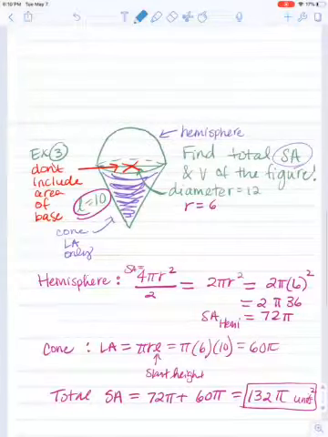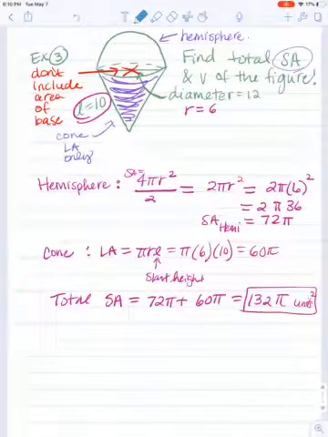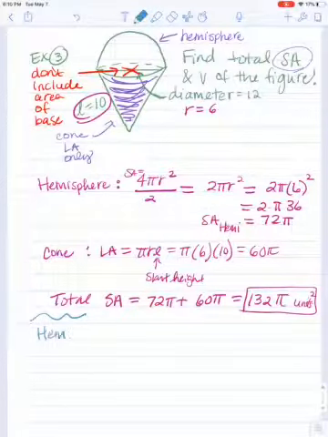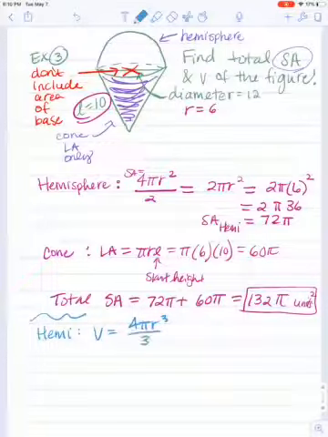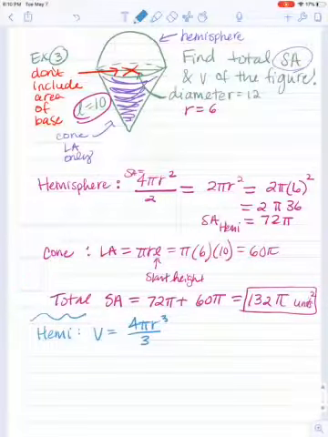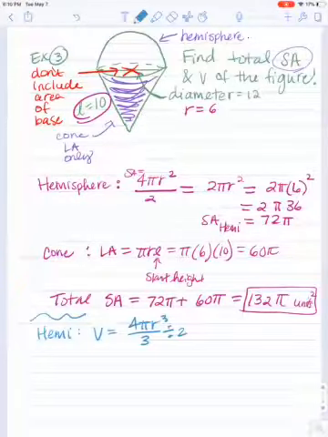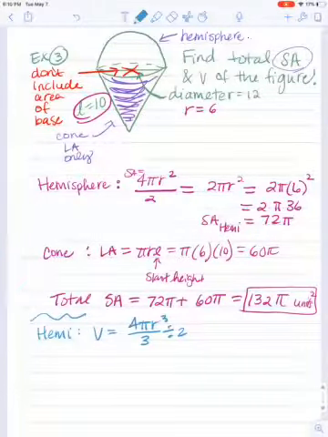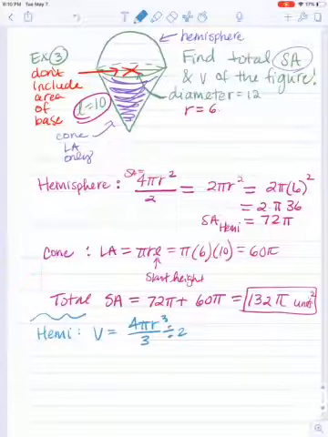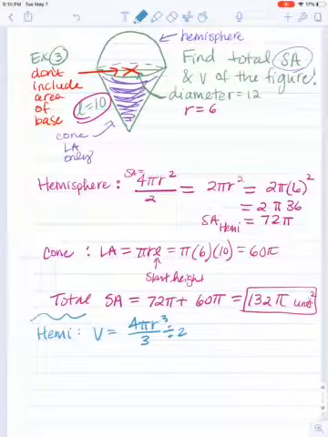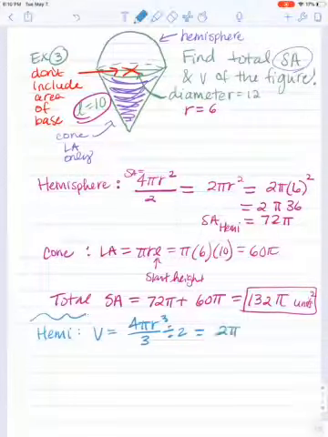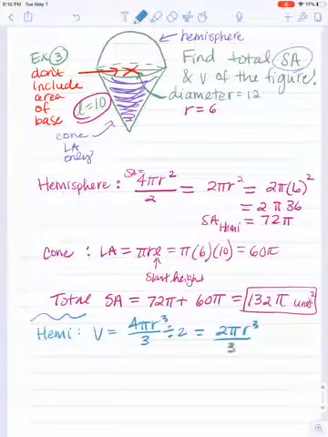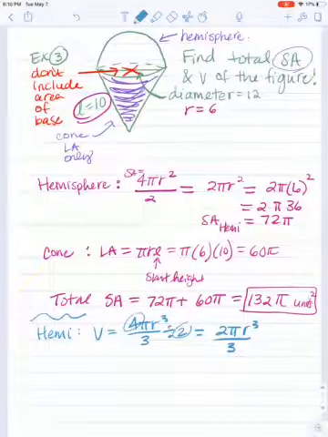And now let's find the total volume of the figure. The volume of the hemisphere is going to be 4 pi r cubed over 3, but then this is where it gets a little tricky. Divide that by 2. When you divide a fraction by a number, you're really just dividing the numerator by that number. So 4 pi r cubed over 3 divided by 2 is only 2 pi r cubed over 3. You see how I just took that 4 and cut it in half?